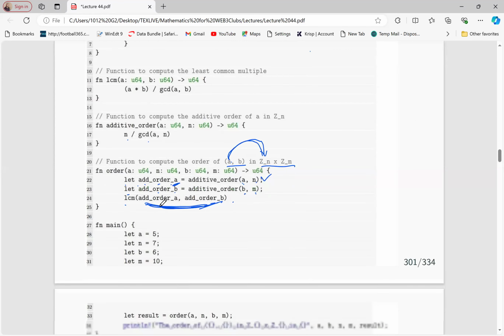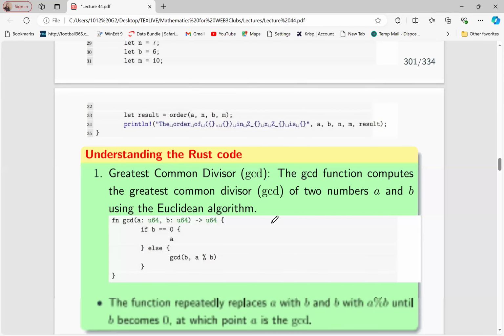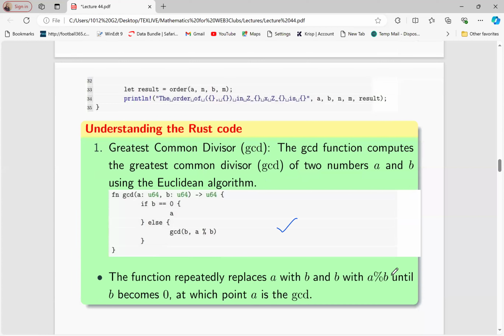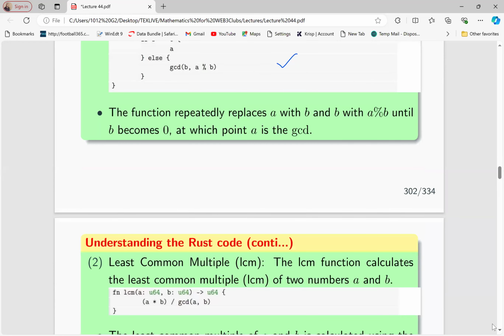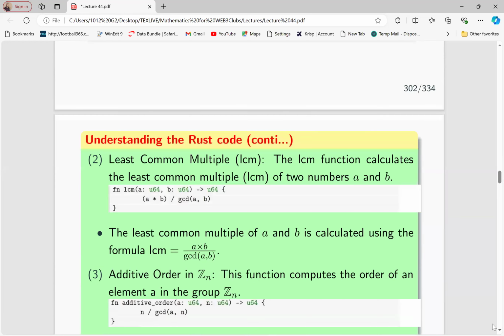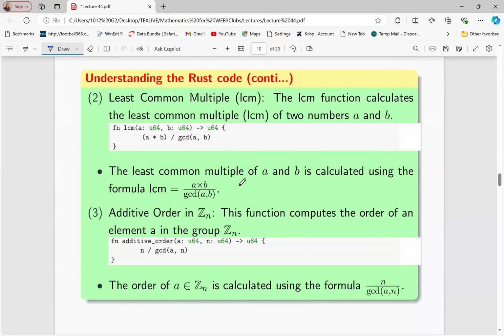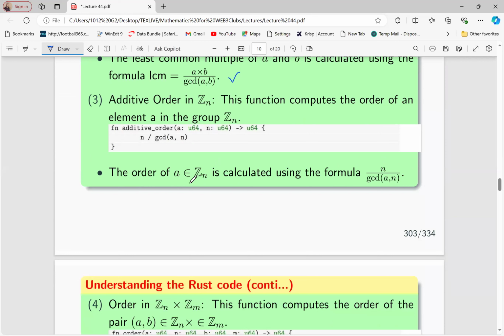Now, you can go through it later and understand what is happening. I've already explained what each of these parts is doing, and this formula and what it does. So the order of A in Zn is calculated as the order of Zn over the GCD.